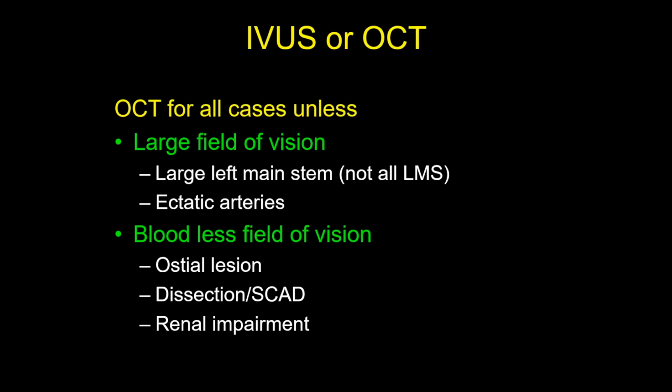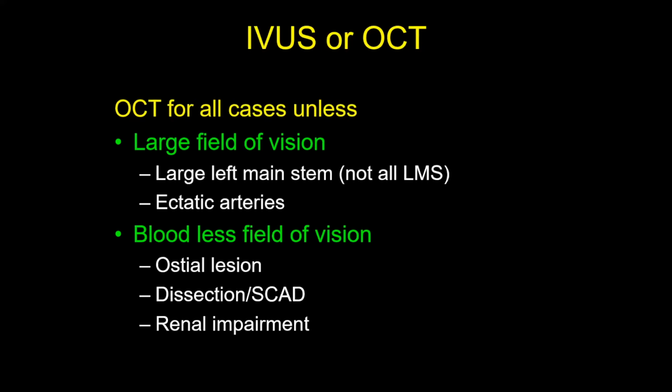I use OCT for all the cases except when I can't use the OCT. And the two main reasons when I can't use OCT are a large field of vision, and if I can't have a bloodless field of vision, because we said that for OCT, we need a bloodless field of vision. For large field of vision, it's usually a large left main stem. The depth of vision with OCT these days is up to even 10. So I think it's not for all left main stem. We have published the data of OCT from our center with left main stems, and you can do it in most of the left main stem.